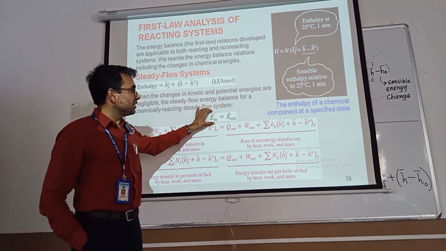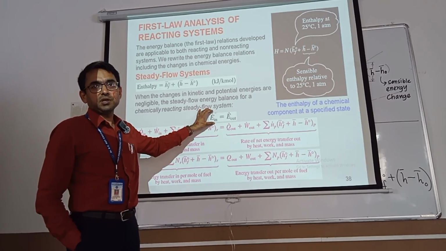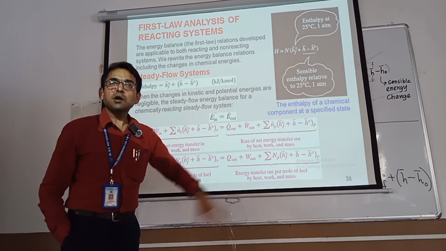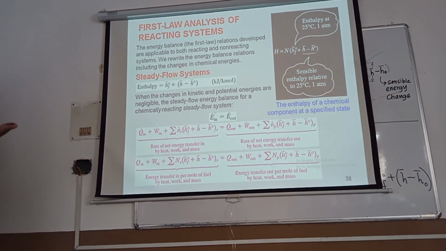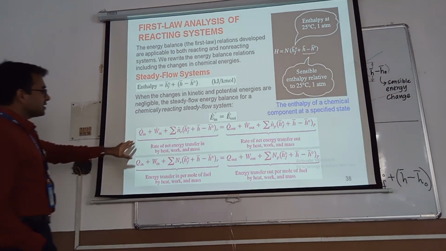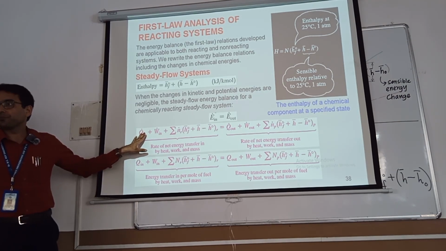But here you see that total energy in is equal to total energy out. So this total energy includes what? Some chemical energy, some thermal energy maybe, right? And total energy out also maybe some chemical energy, some thermal energy. Clear? So next we rewrite the first law. This is the first law, the steady flow energy equation.